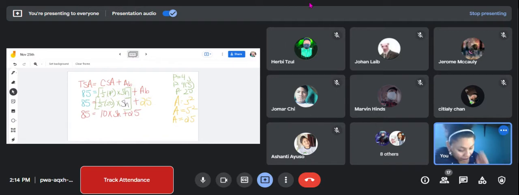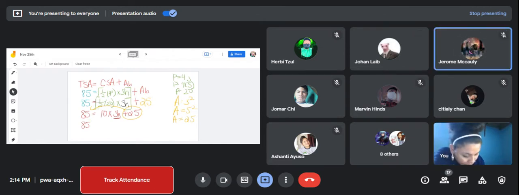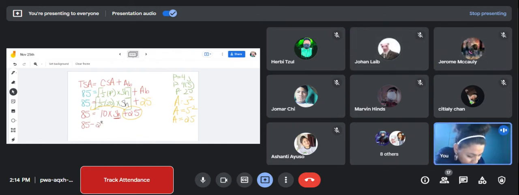In algebra, we want to leave the slant height by itself. So we always try to remove addition and subtraction first. If I'm going to be doing that, I'm going to remove this plus 25 and take it over to the other side. When I take it over to the other side, the sign changes and becomes the opposite. What is the opposite of addition? Subtraction. So I'm going to subtract 25, and I'm going to stay with 10 times the slant height.